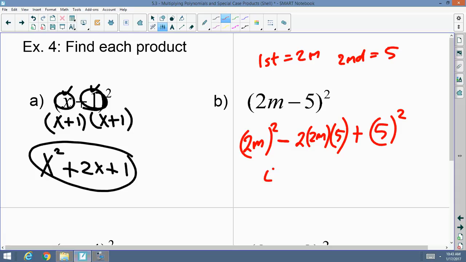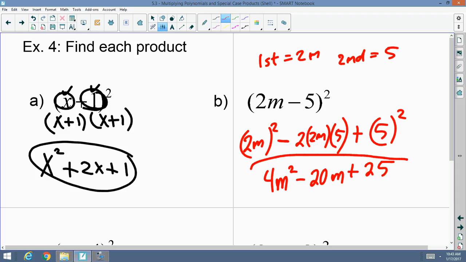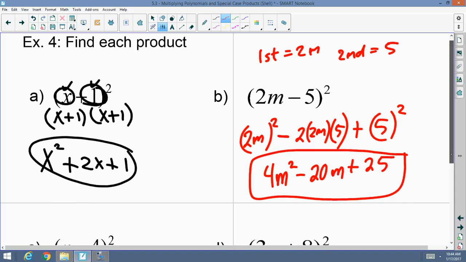So then this is going to be 4m squared minus 2 times 2 times 5. That's going to be 20m plus 25. Thank you so much for your honesty. Does that make sense, brother? May I continue, gentlemen? Okay.